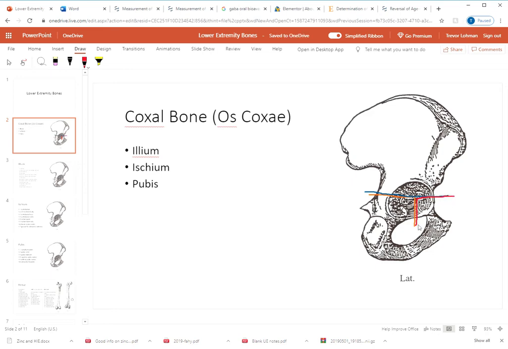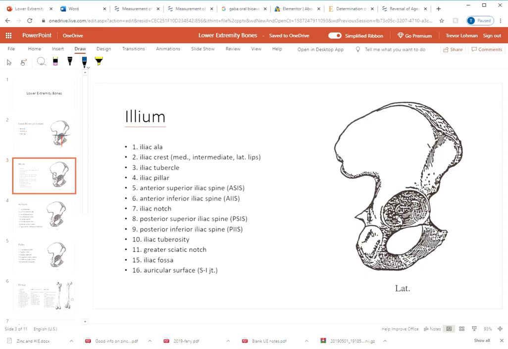So the red area, we could carry this down. This bone here is the pubis. If we go back to orange, this bone here is the ischium. And everything above the blue line I drew here, this whole top very large bone, is called the ilium, which is the bone we're going to take a look at first. So let's check it out.